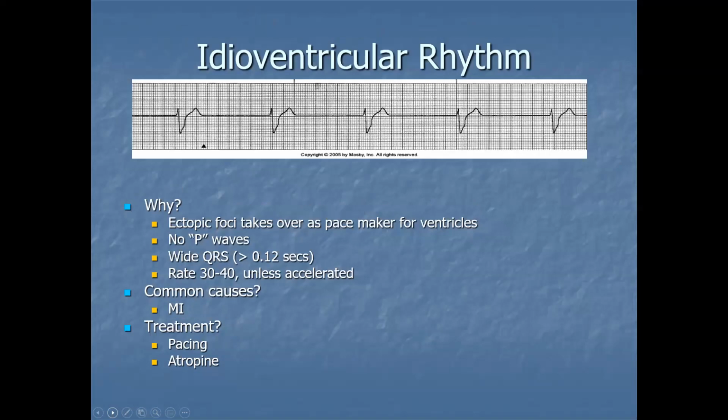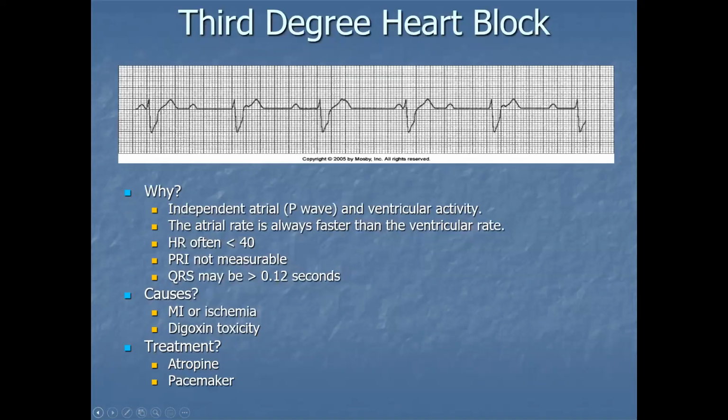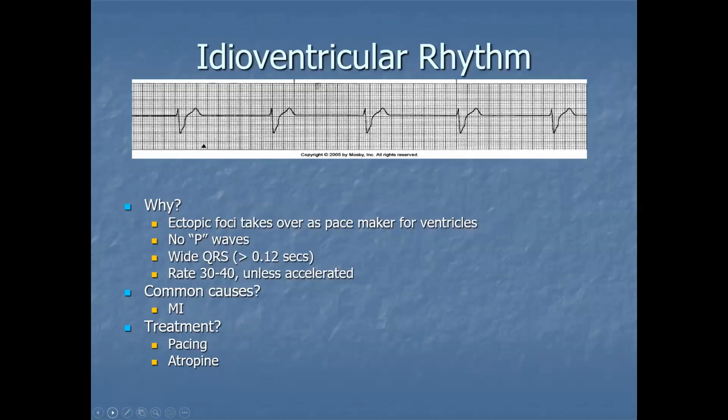So idioventricular rhythm. I'm not trying to make you dizzy. I'm going back here. They look similar, but I want you to focus. Third degree heart block, there are P waves. Some of them are buried, but there are P waves. With idioventricular rhythm, there are not. It's one of the distinguishing features of an idioventricular versus a third degree heart block. Typically the rate is slow in both of them, but in idioventricular, there are no P waves.